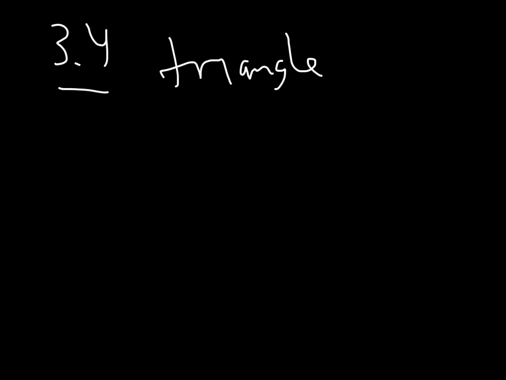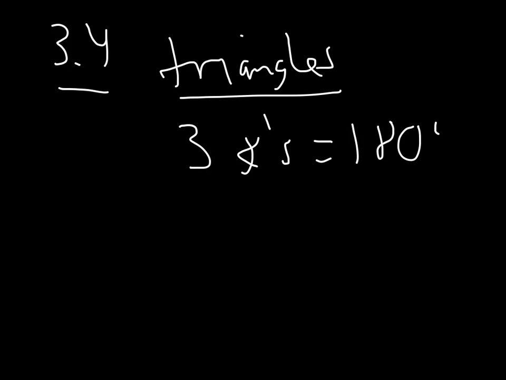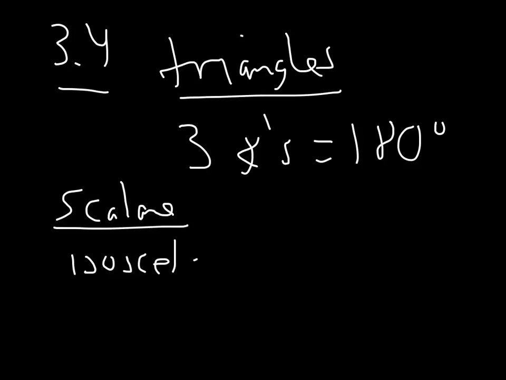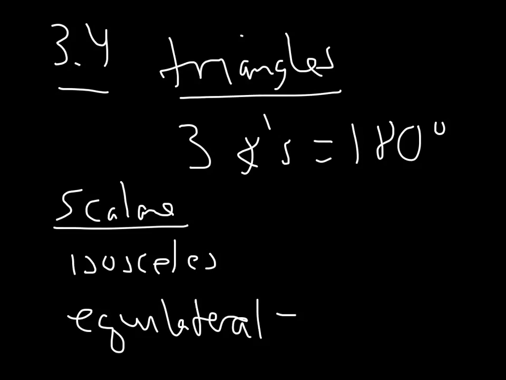And then section 3.4, the section on triangles. Basic things on triangles. All three angles equal 180. This is called the triangle sum theorem. All three angles sum to 180 degrees. You need to know the words for scalene, no sides equal; isosceles, two sides are equal; and equilateral, where all three sides are equal.